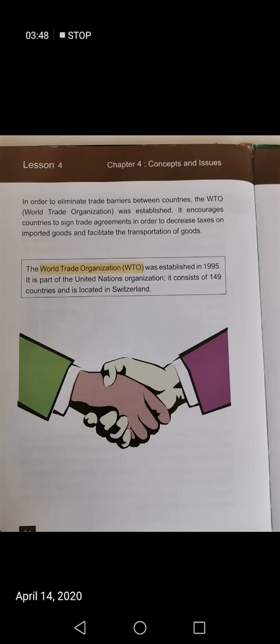It consists of 149 countries and it's located in Switzerland.